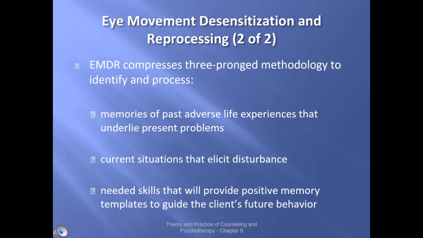EMDR comprises a three-pronged methodology to identify and process memories of past adverse life experiences that underlie present problems, current situations that elicit disturbance, and needed skills that will provide positive memory templates to guide the client's future behavior.